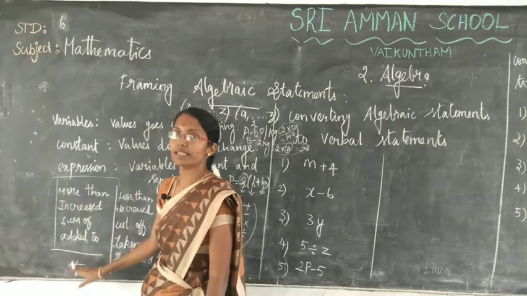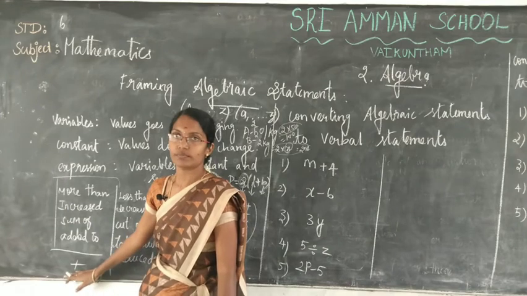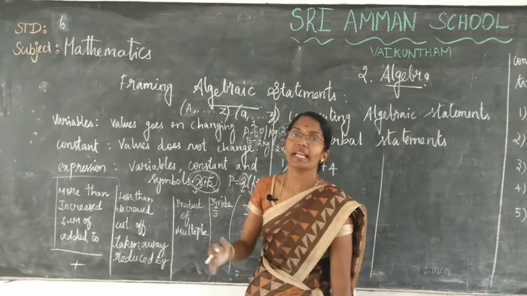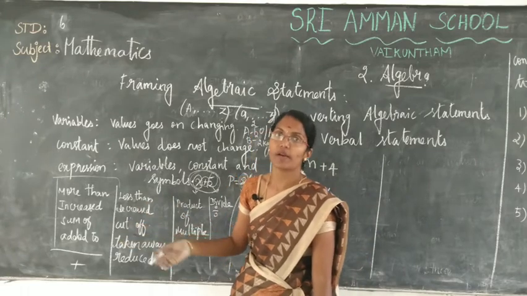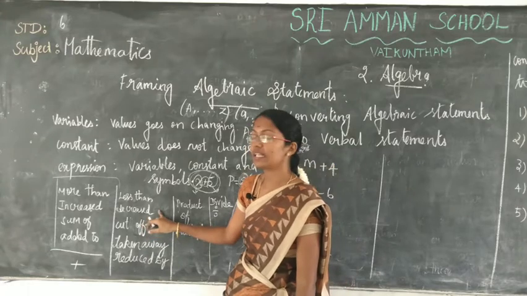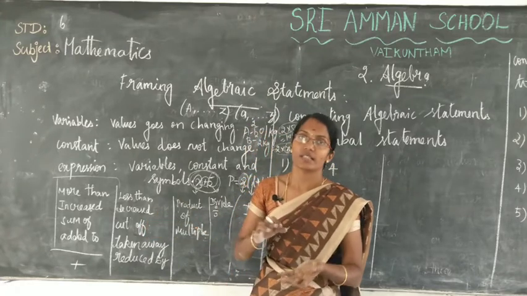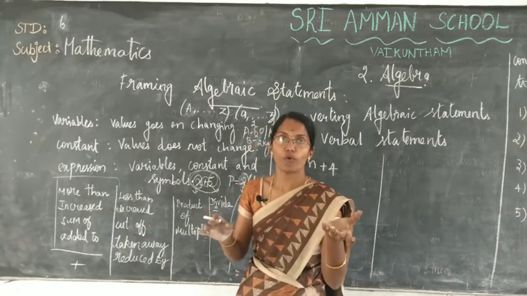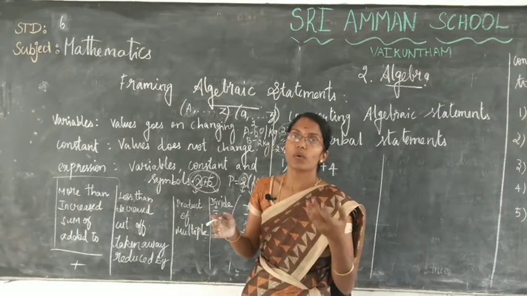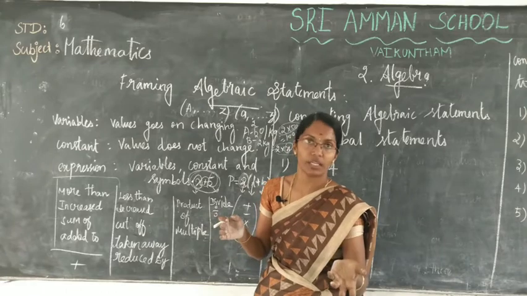Okay, they all come under plus, addition. Next one, less than. Less than means 5 less than 2. What is that? 5 minus 2, 3. Next one, decreased. Water level decreased. There is 200 ml of water. If you drink 50 ml of water, what happens? 200 minus 50, 150.